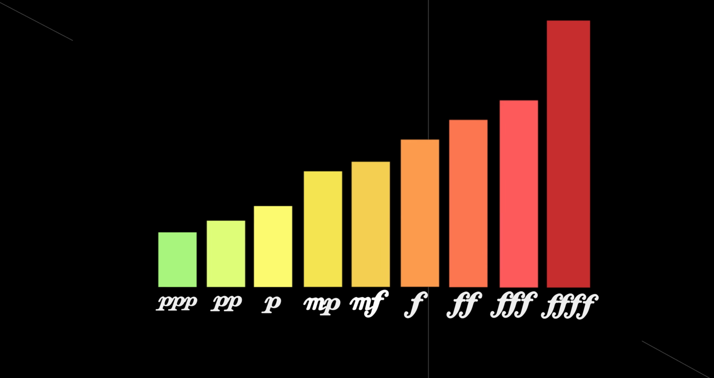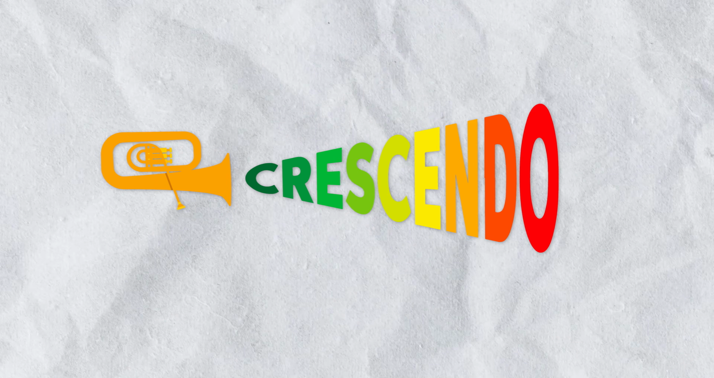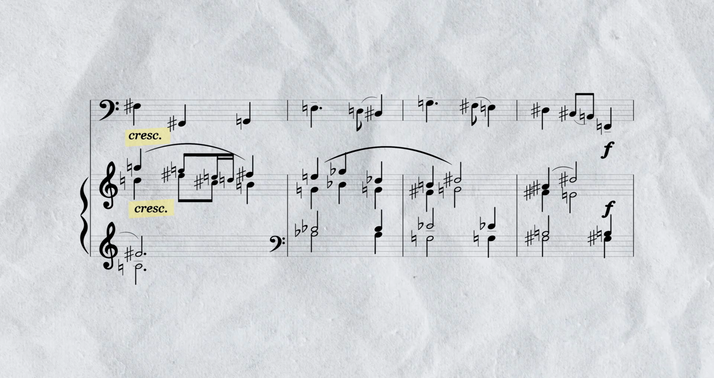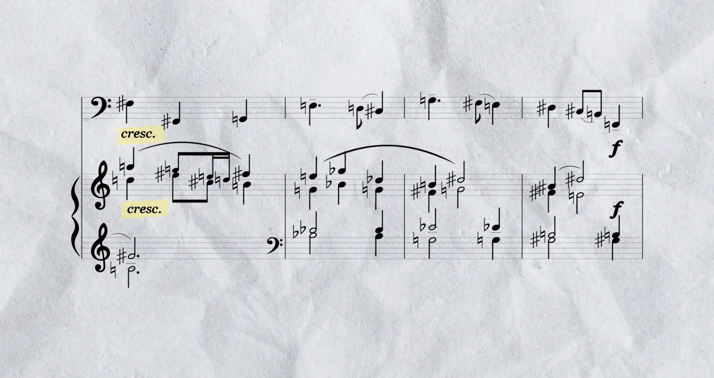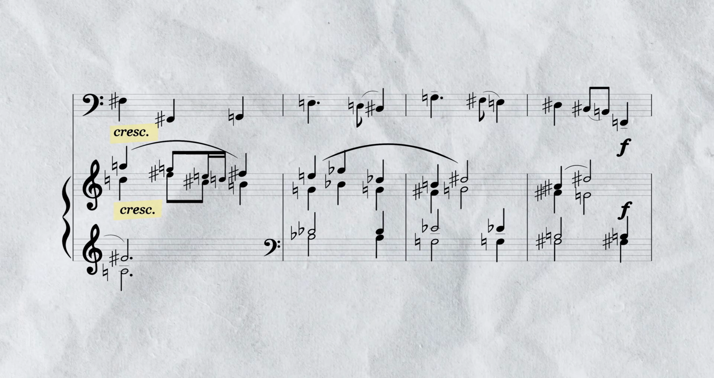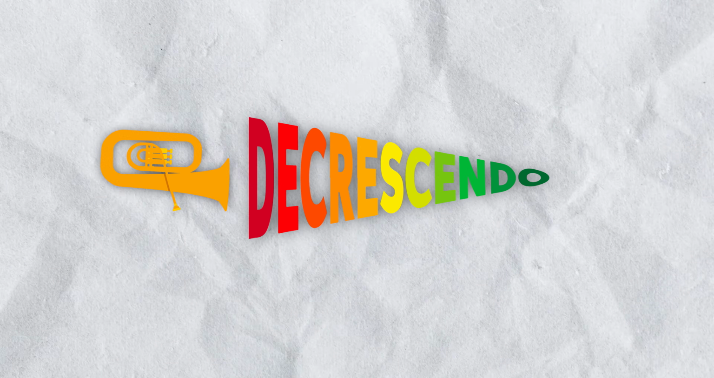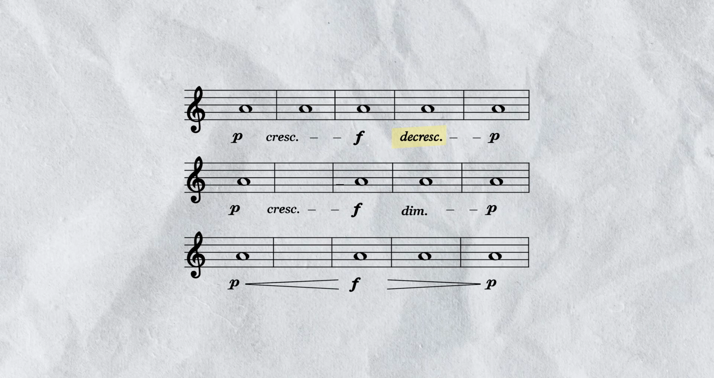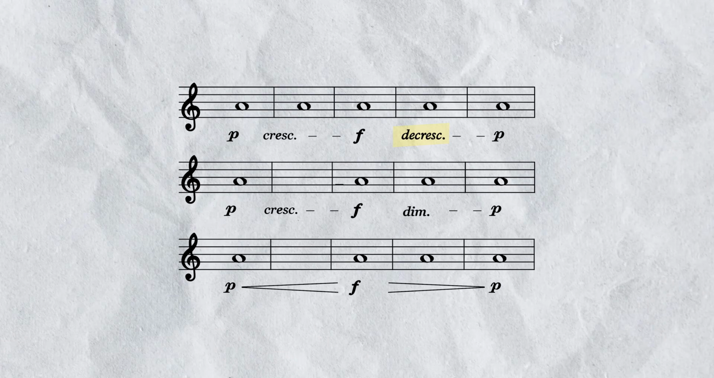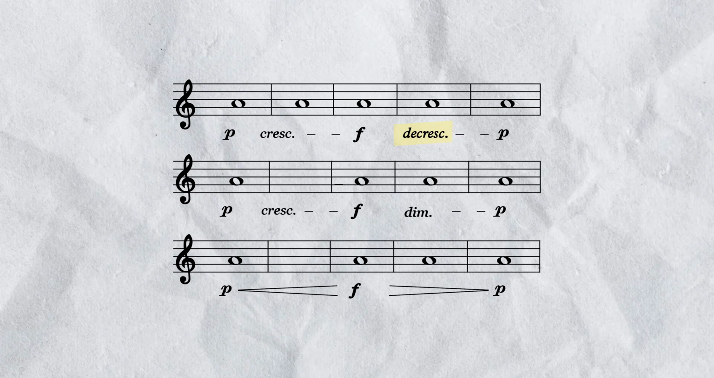There's also crescendo, translated as increasing. This instructs the player to begin increasing their volume above the current static dynamic marking. The opposite of crescendo is decrescendo, translated as decreasing. This instructs the player to begin decreasing their volume below the current static dynamic marking.